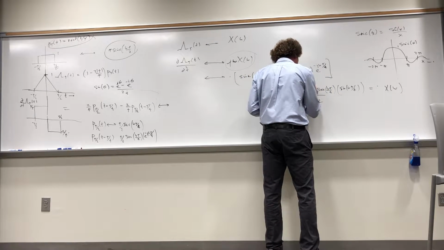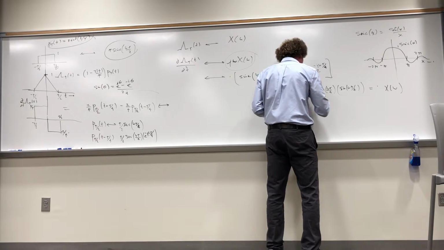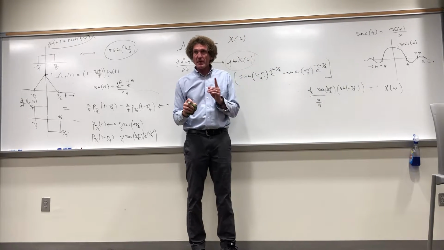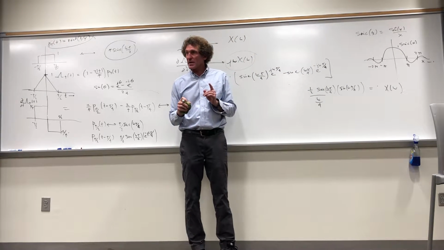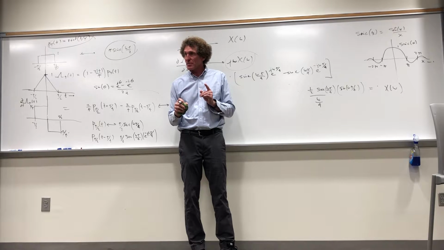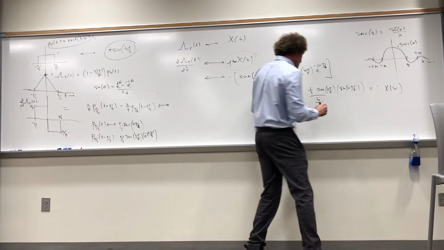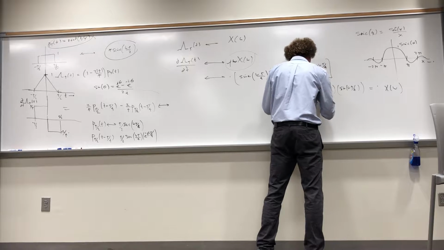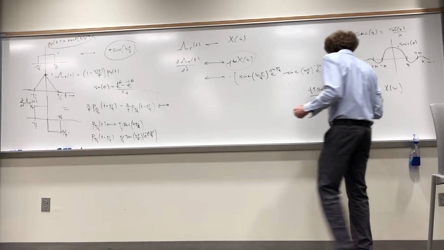It makes that what? 1/2, correct, class? And then I'm going to multiply top and bottom by tau. Do you all see why I'm doing what I'm doing? So when I do that, now I have this. Now why did I do that?